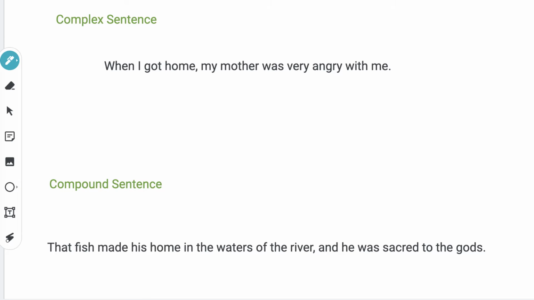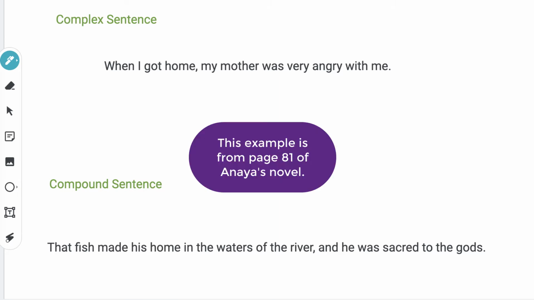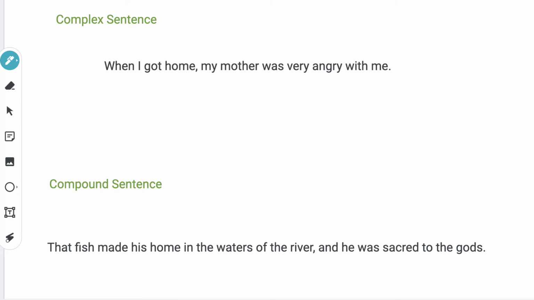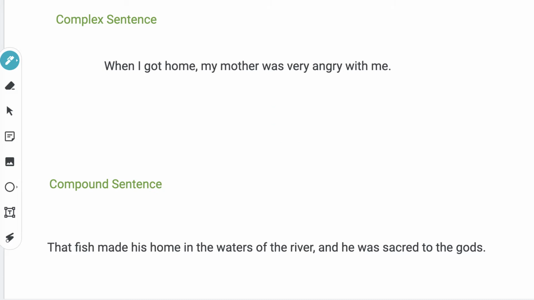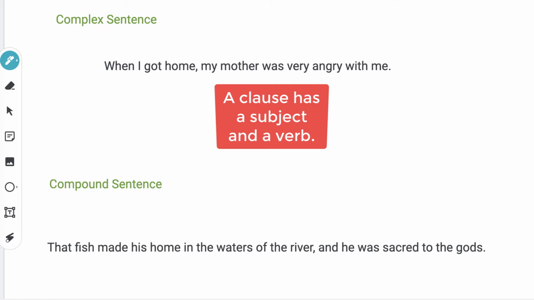So here's an example from Anaya's novel on page 81. When I got home, my mother was very angry with me. Let's say that I want to teach my students how complex sentences are constructed. I could use this sentence as an example. I can use brackets to illustrate where one clause ends and another begins, and the brackets also help me to highlight that a clause has a subject and a verb.